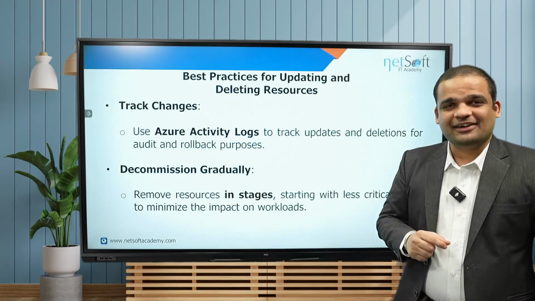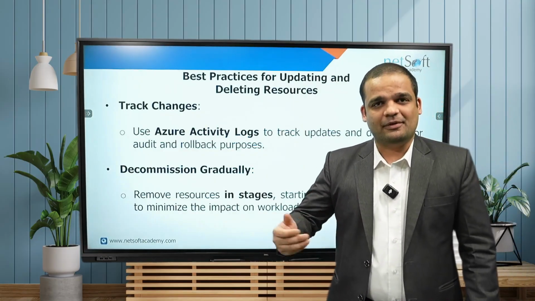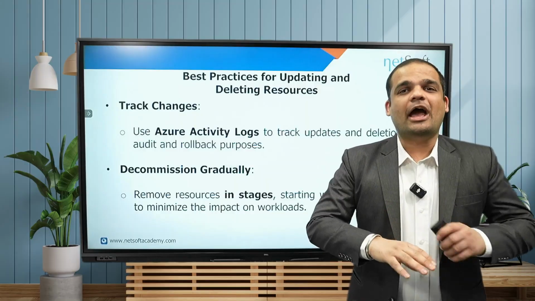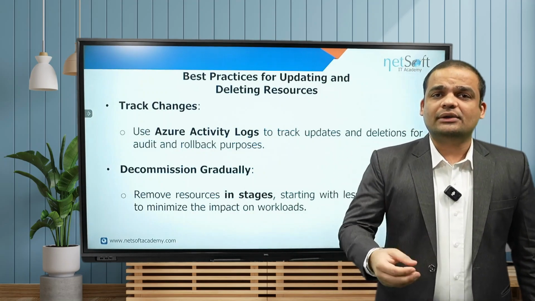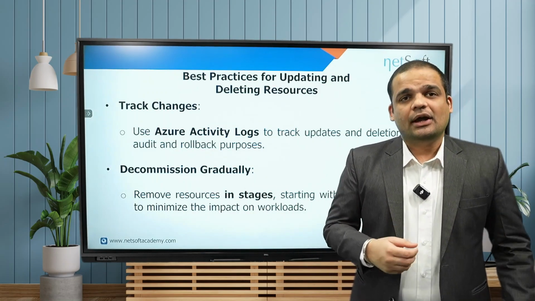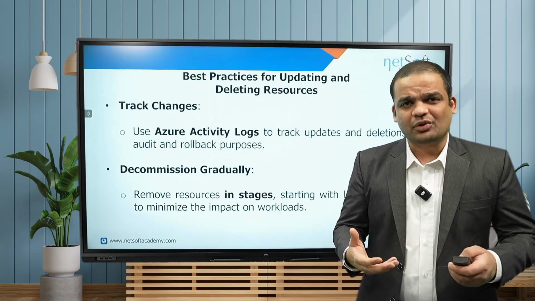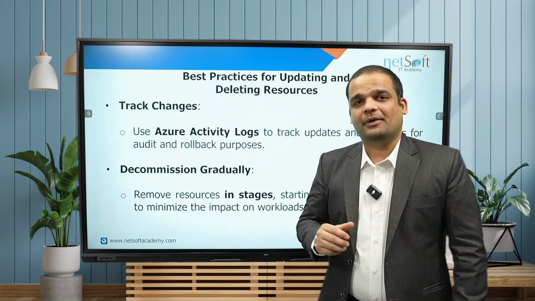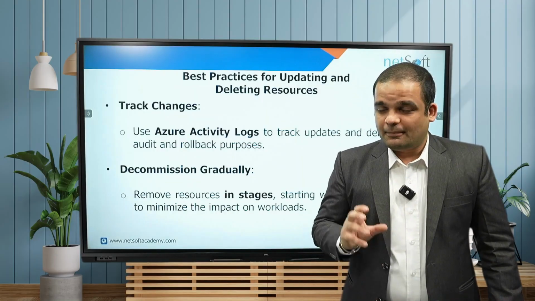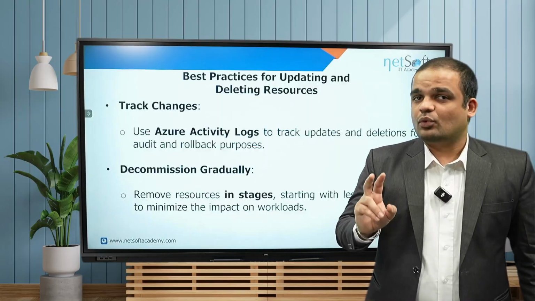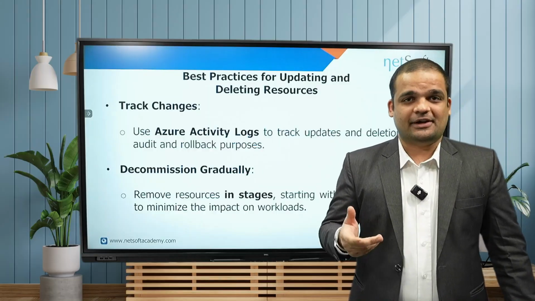The next best practice is to decommission gradually, step by step, following the sequence. Remember, rather than deleting everything at once, remove resources step by step, starting with less critical ones first. This approach will minimize the risk to active workloads and systems, ensuring that dependencies are managed properly. In simple words, don't just go ahead and delete the whole resource group, because in that resource group, you may be running some critical services. You don't want your critical services to be deleted by mistake.